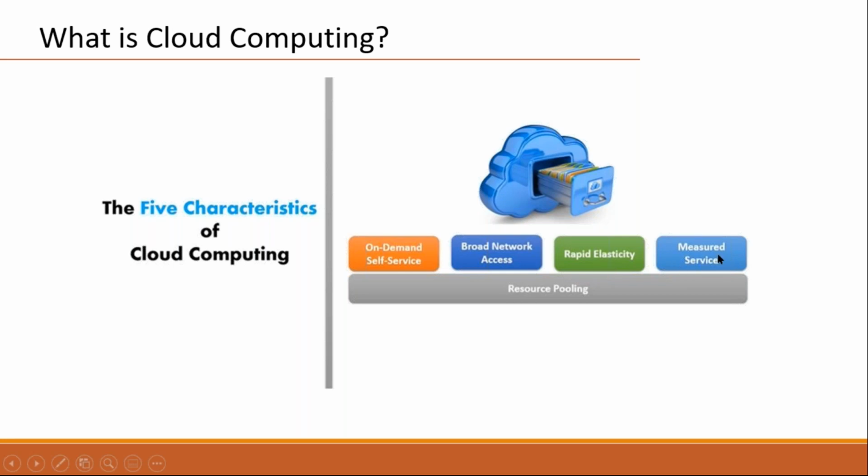Measured service means we pay only depending on usage, with no need to pay any fixed amount. Resource pooling means all the resources are available in the cloud data center; just configure and start using. Any cloud computing system should have these five essential characteristics.